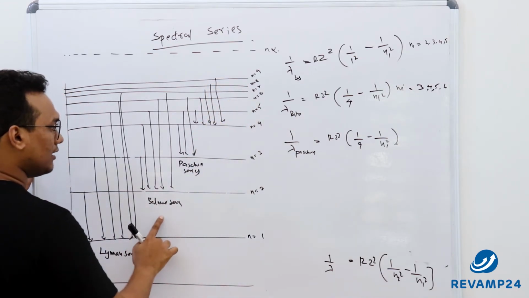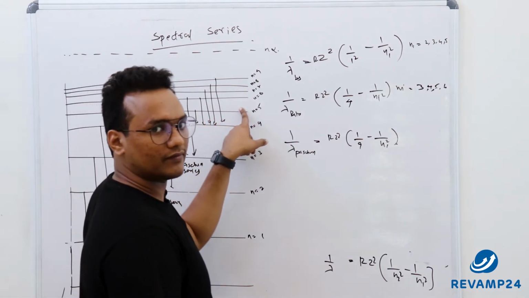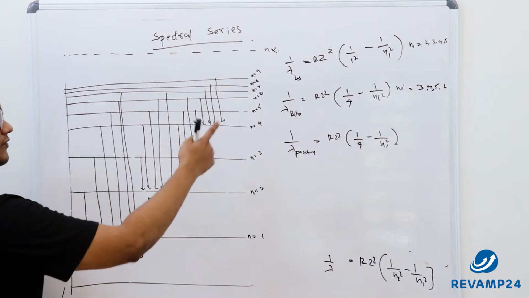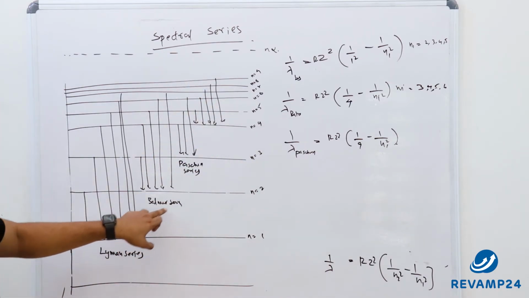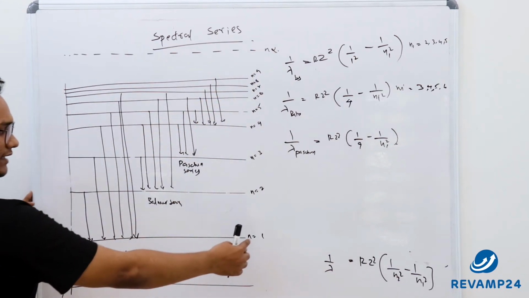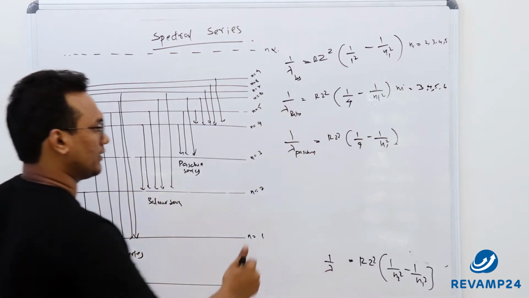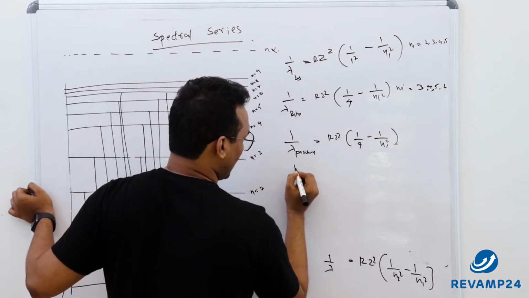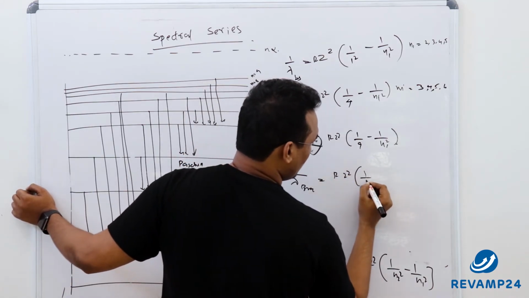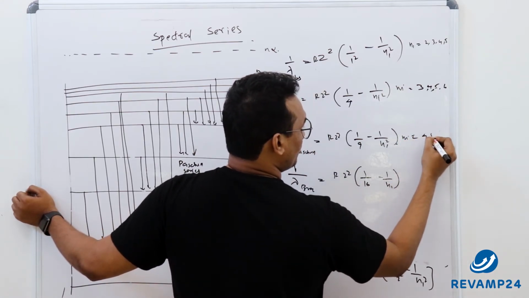So Lyman, Balmer, Paschen, Brackett. Then we have n equal to 5, after Brackett we have the Pfund series. Then after Pfund we have the Humphreys series. Lyman, Balmer, Paschen, Brackett, Pfund and Humphreys: n equal to 1, 2, 3, 4, 5, 6. This will be the order. For the Brackett series, R Z² into 1 by 4 square, that is 16, minus 1 by n initial square. So here n initial can be 5, 6, 7.